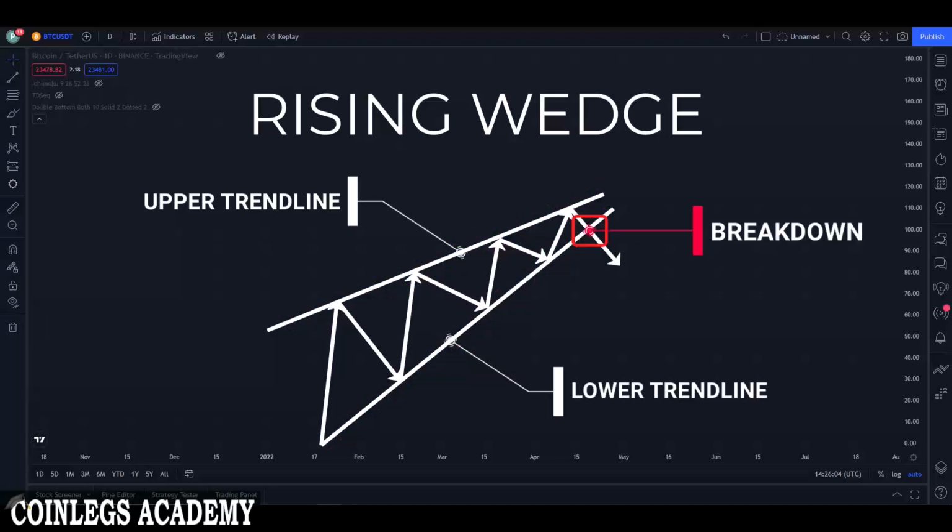Therefore, rising wedge patterns indicate the more likely potential of a falling price after a breakdown of the lower trend line. Traders can make bearish trades after the breakdown by taking a short or using derivatives such as futures or options, depending on the price being charted. These trades will seek to profit on the potential that price will fall.